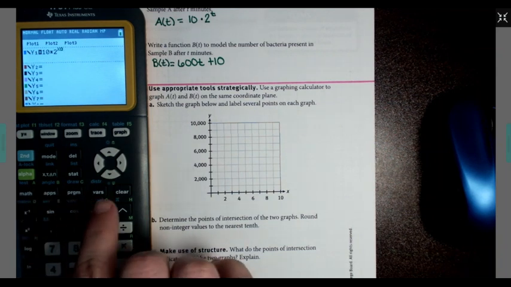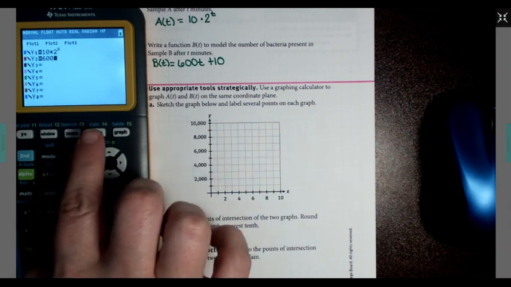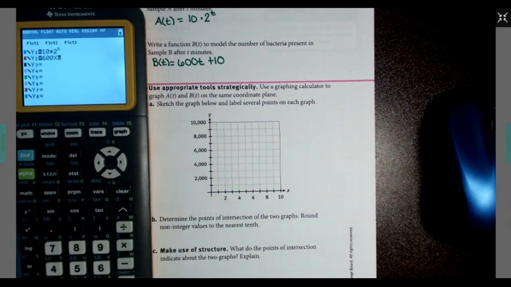Okay. Now we're going to go down to Y2. Y2 is going to be my second equation. Here we're going to type in the number 600. And instead of X, we're going to put in T. And we're going to add 10 to that.